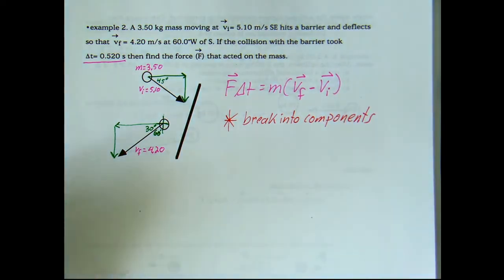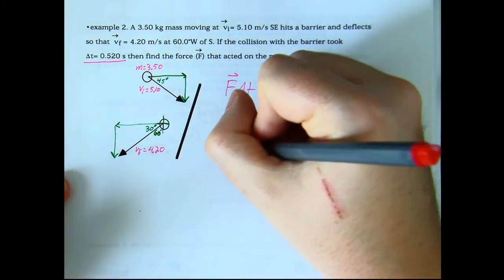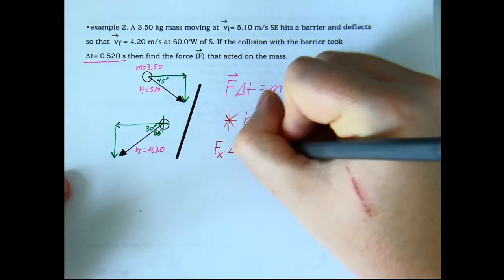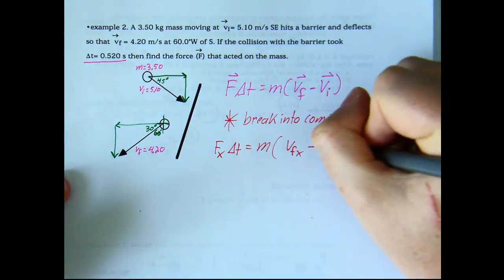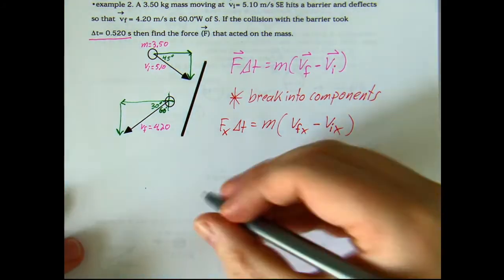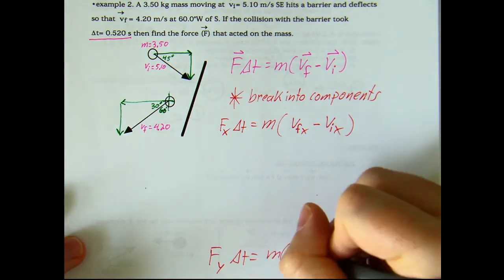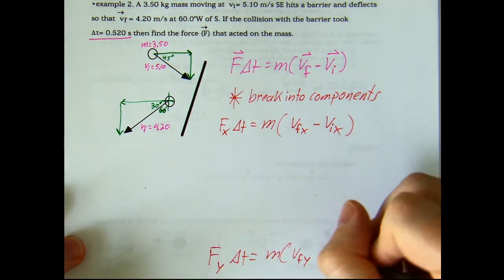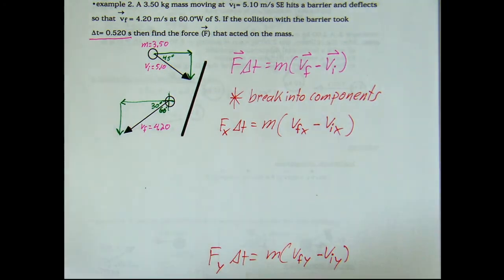What that's going to give us is an Fx delta t equals m v final x minus v initial x. And we're going to drop down here a little bit, create some space. It's going to give us Fy delta t equals m v final y minus v initial y. And then we can put it back together and get the whole force. So let's break these guys up into components.